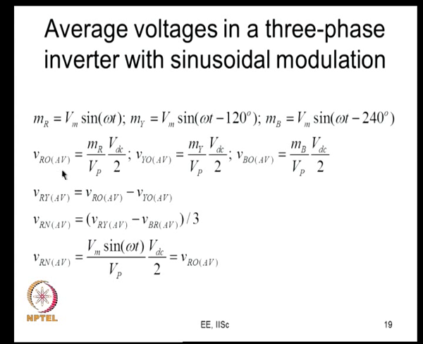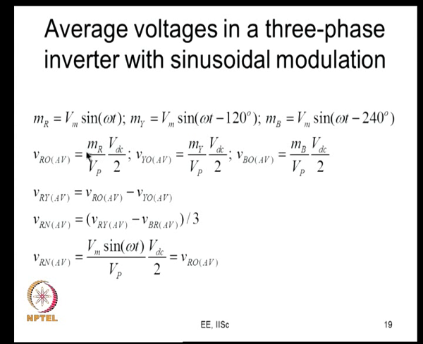So, what will your VRO average be? It will be MR upon Vp times VDC by 2. So, if MR is equal to Vp, it will be VDC by 2. If MR is equal to minus Vp, this will be minus VDC by 2. So, this VRO average will be anywhere between minus VDC by 2 and plus VDC by 2. It cannot exceed plus VDC by 2.